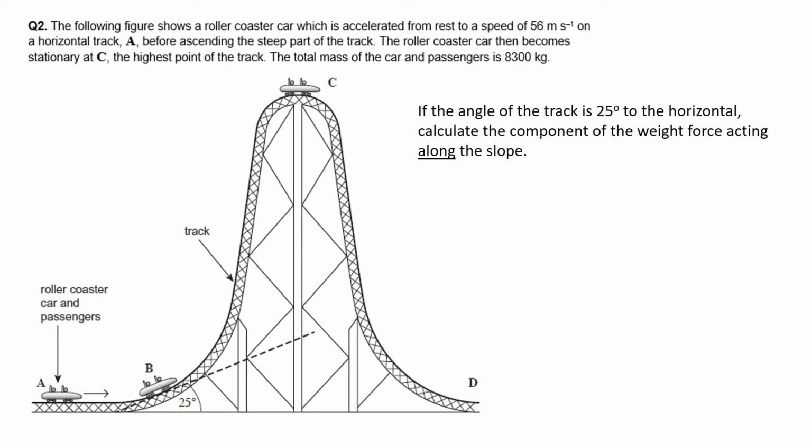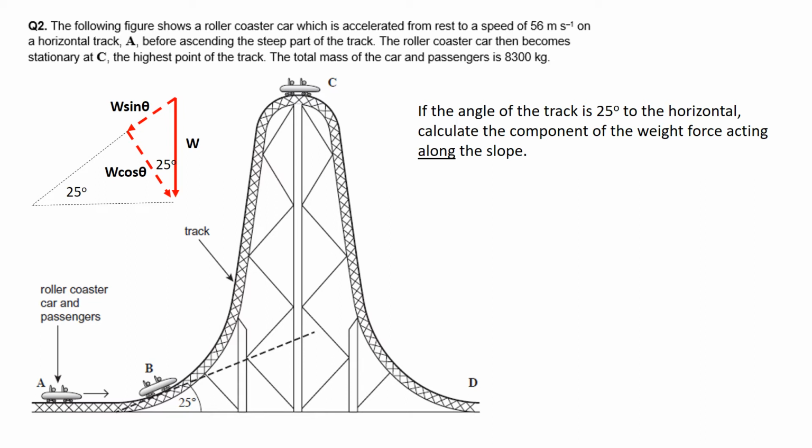So we've got a roller coaster set up here, and the car is accelerated to 56 meters per second before it hits the slope. And we've got its mass there, and we've got that it's currently at an angle of 25 degrees to the horizontal, and it wants the component of weight force acting along the slope. Or in another way you may have seen that before, I want the component parallel to the slope. So let's draw our force diagram.